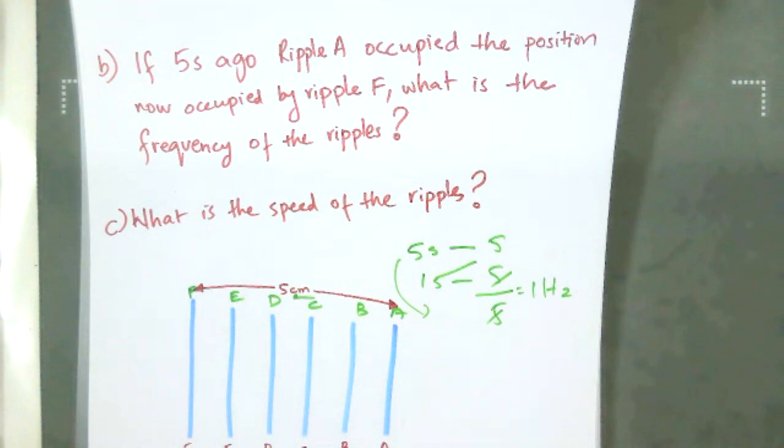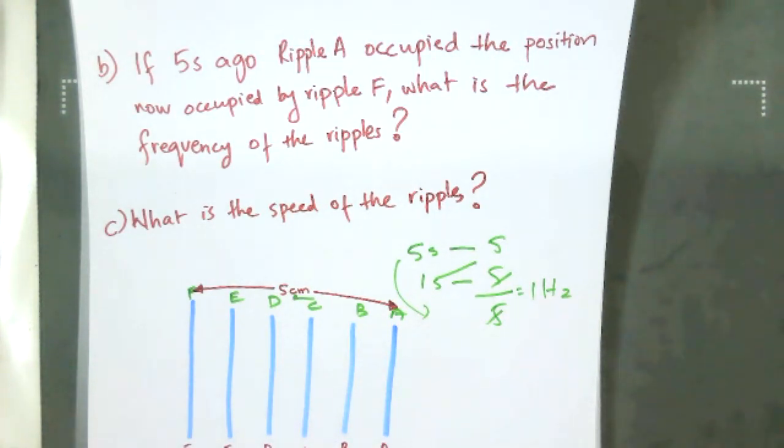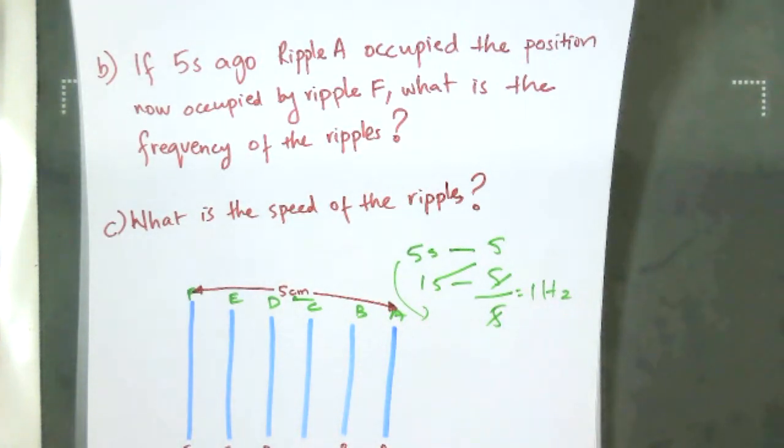Is there any other way for calculating the speed other than using this formula, velocity is frequency multiplied by? Yes, tell me. Distance over time. Very good. Distance divided by time. So distance in this case is the wavelength, 5 centimeters, right? From A to F, right? And that took how much time? 5 seconds. So speed is distance divided by time. So again, 5 centimeters divided by 5 seconds is 1 centimeter per second. Okay, let's move on to question number 2.